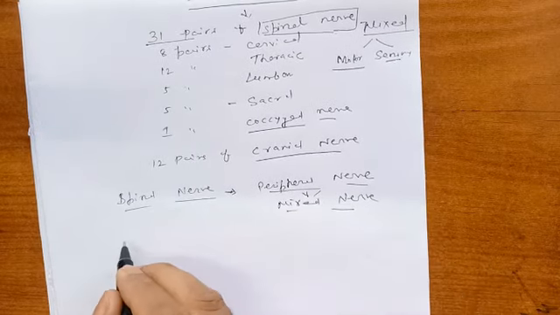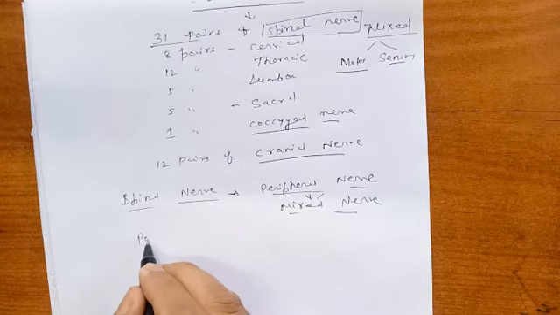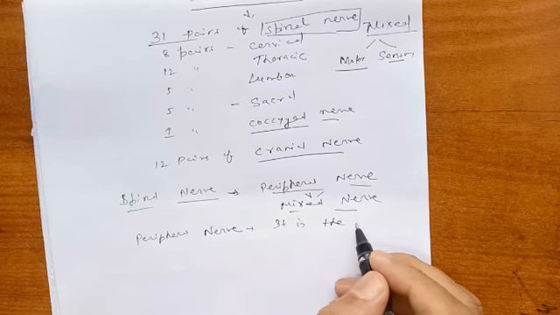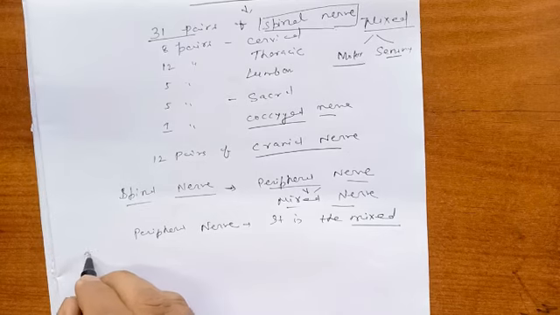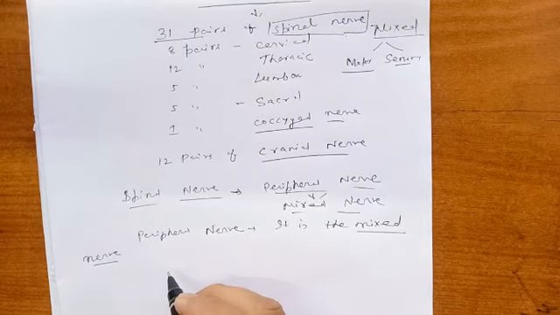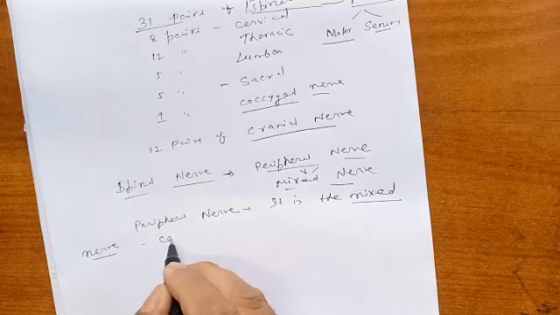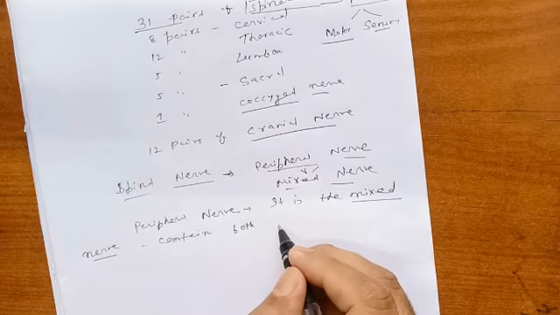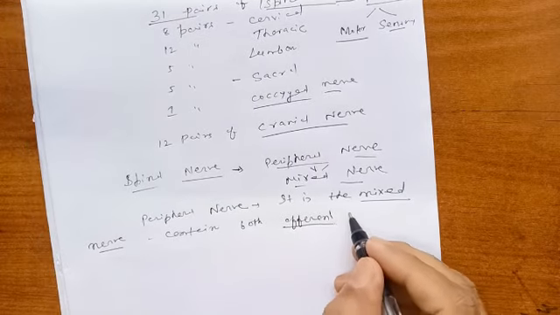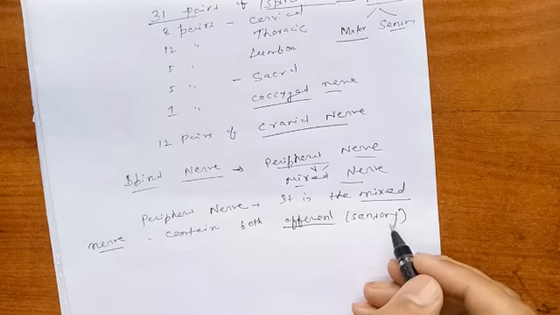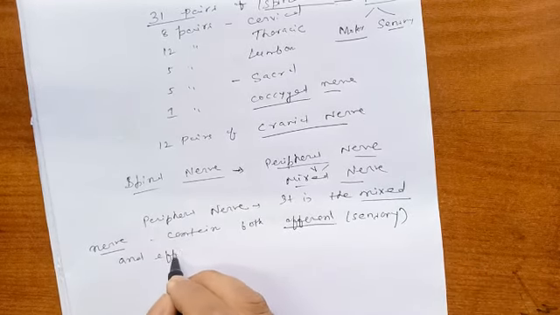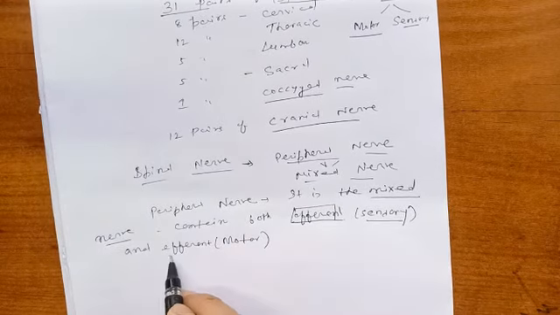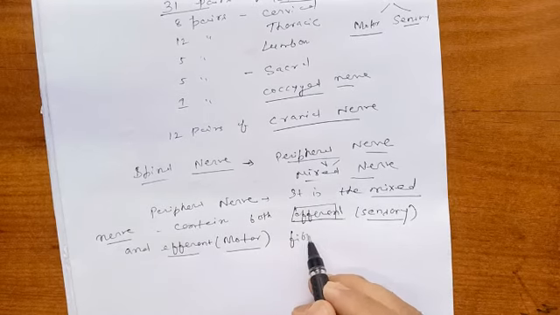Now, what is a peripheral nerve? It is a mixed nerve. It means it has a sensory component and also a motor component. It contains both afferent, which is also called sensory, and efferent, that is the motor fibers.